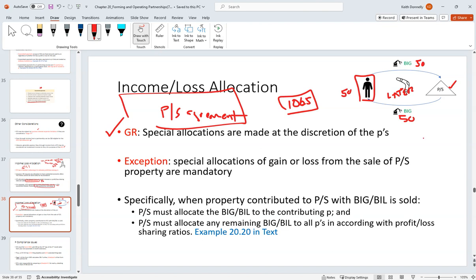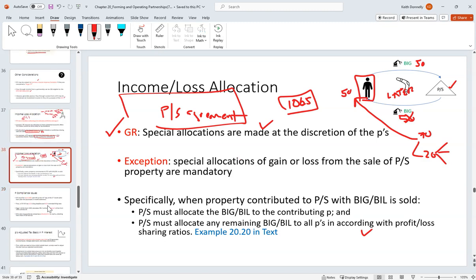Say there was a bigger gain. You sold it later and there was a $70 gain, and it wasn't 50. Well, the idea is the first 50, you have to restore to this person. The remaining 20, you then push out in accordance with the profit and loss sharing ratios, like that guy right there, however you want, whatever you put in the partnership agreement.